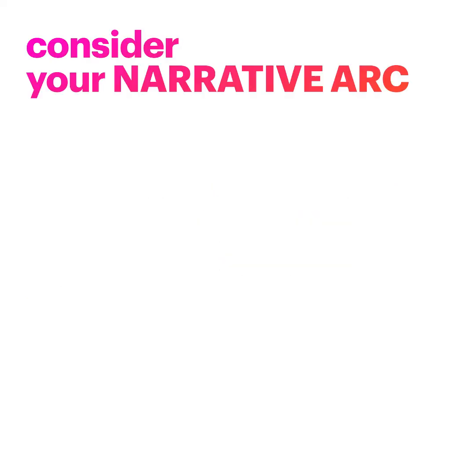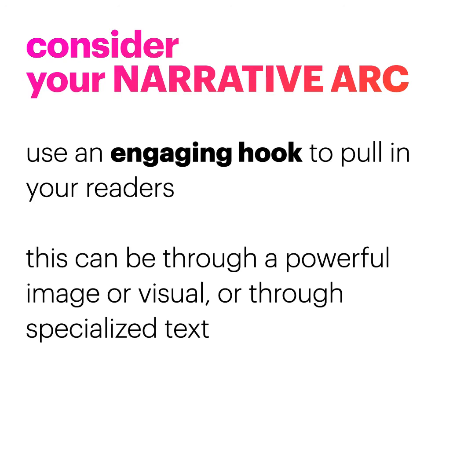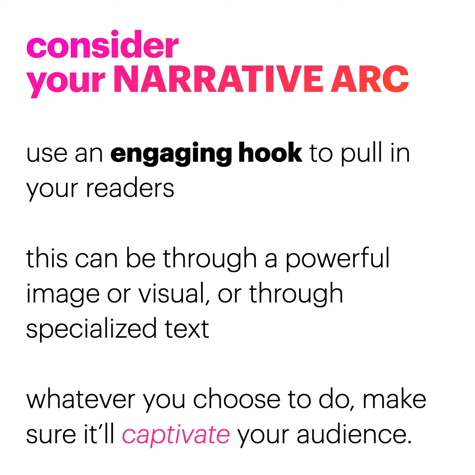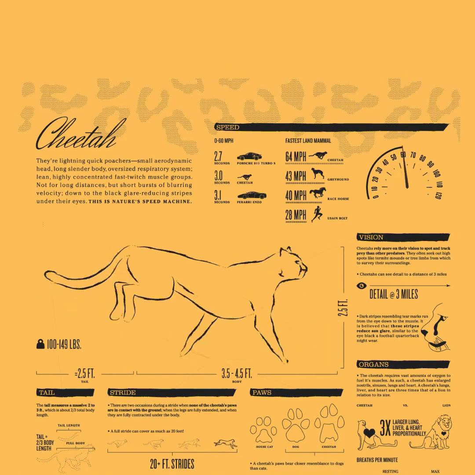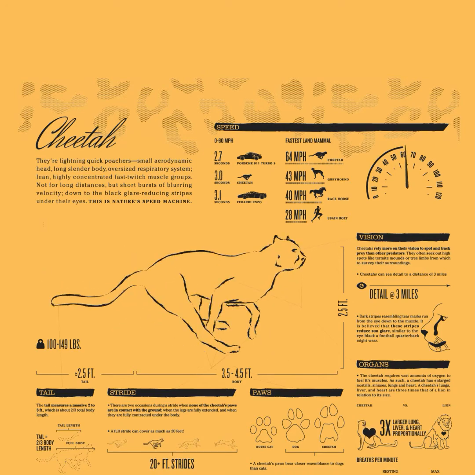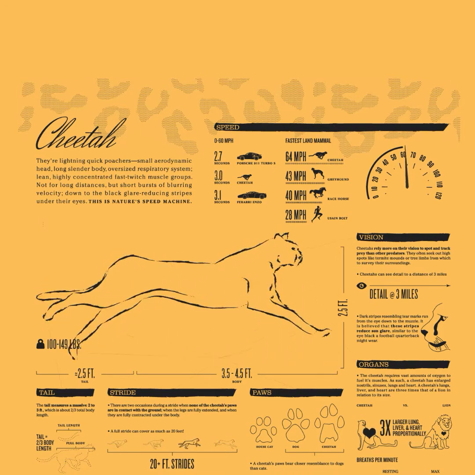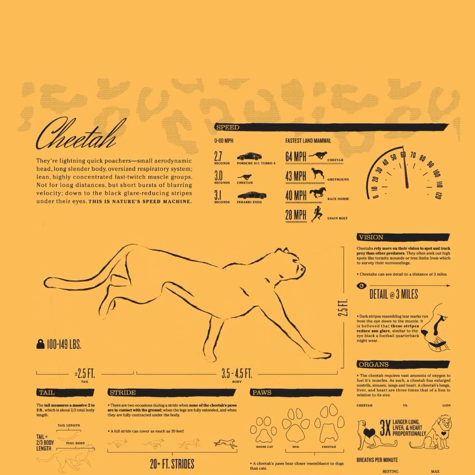You'll want to consider your narrative arc. So first, you'll want to use some type of engaging hook to pull in your readers. This could be through a powerful image or video or through specialized text. But whatever you choose, you want to make sure that it's really going to captivate your audience. So take a look at this example here, and this very large GIF of the cheetah running really serves as that hook to pull the readers into this infographic.